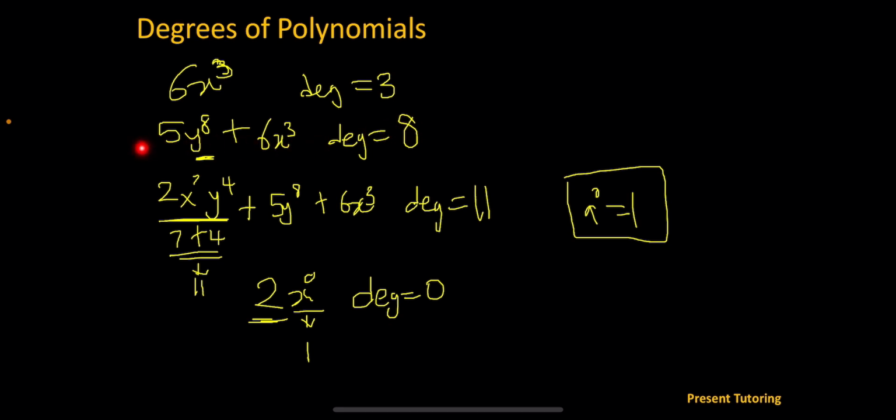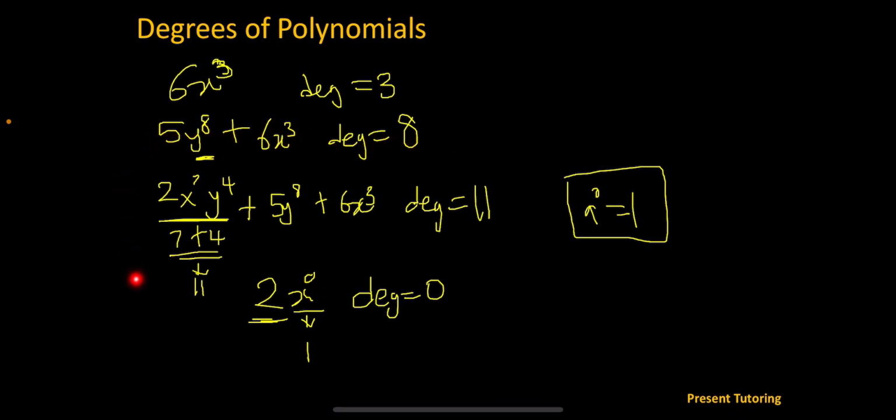But if I have a binomial like 5y to the power of 8 plus 6x to the power of 3, then I would say that the degree of this polynomial would be 8 because we have 2 different terms. I have to look at the variable that has the largest power, and in that case it's y because it has a power of 8. So because of that power of 8, it's going to be a degree of 8 for this polynomial overall.